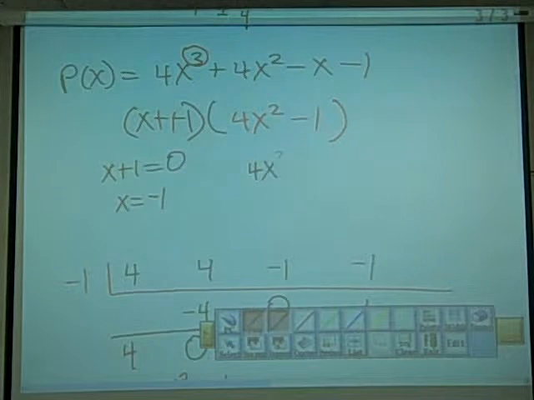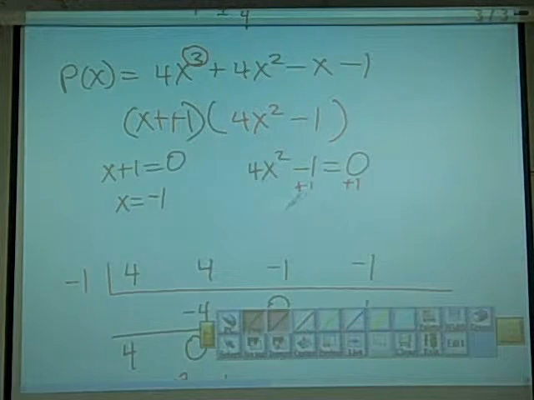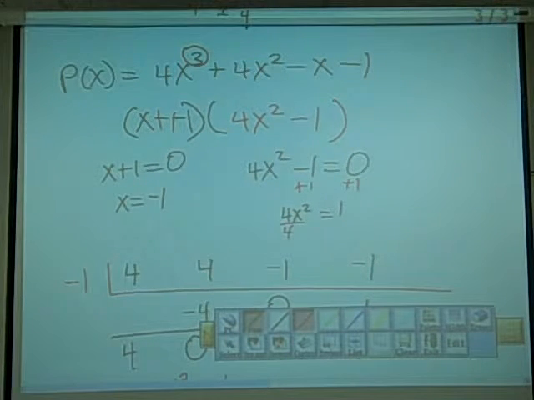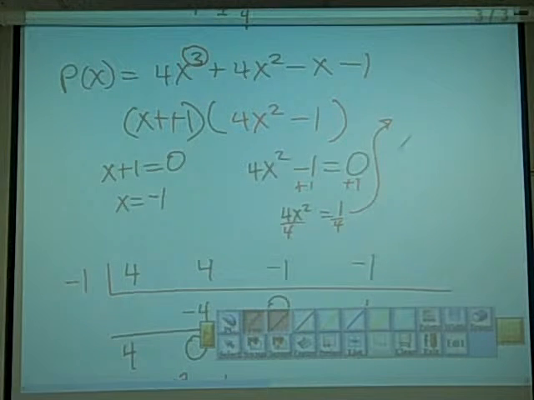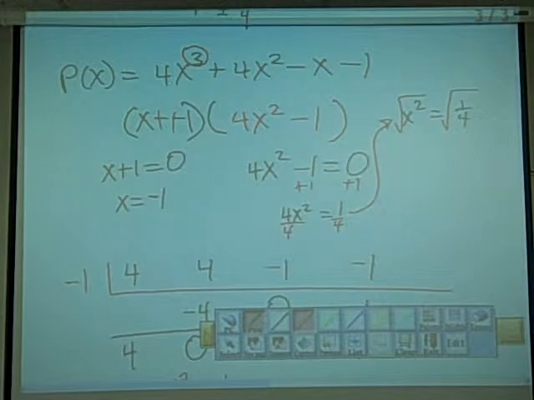And the other one's going to be 4x squared minus 1 equals 0. And now we solve for x. So we're going to add 1, right? And we get 4x squared equals 1. Divided by 4, we get x squared equals 1 over 4. So we apply square root to both sides. You've got to remember that plus or minus. And we get x equals plus or minus 1/2.